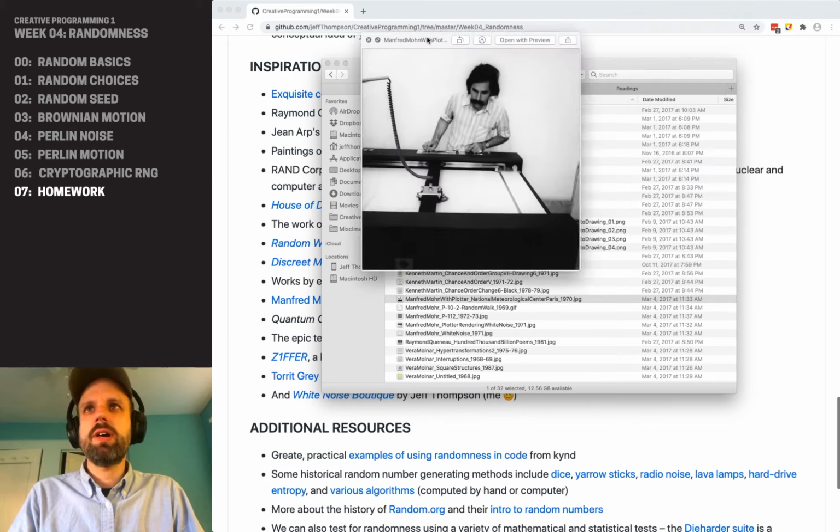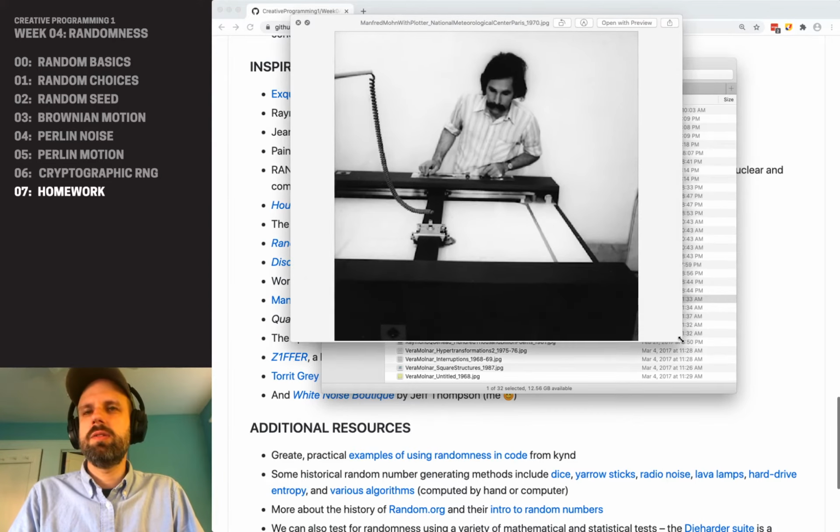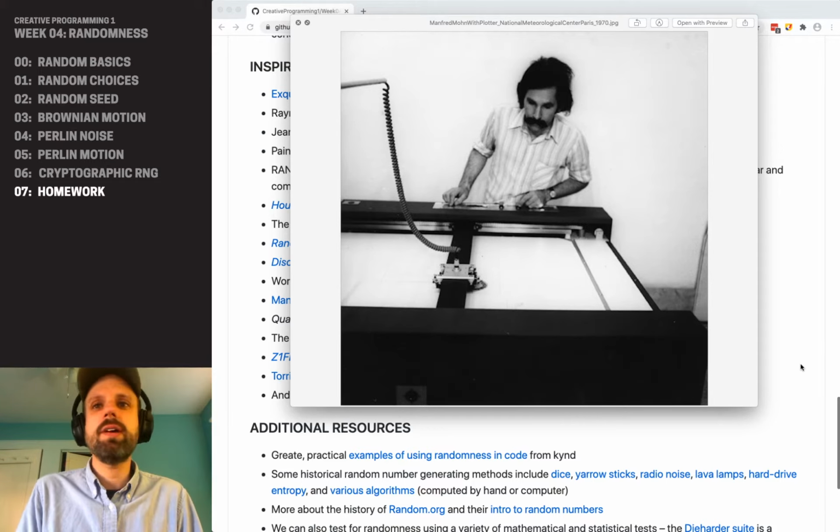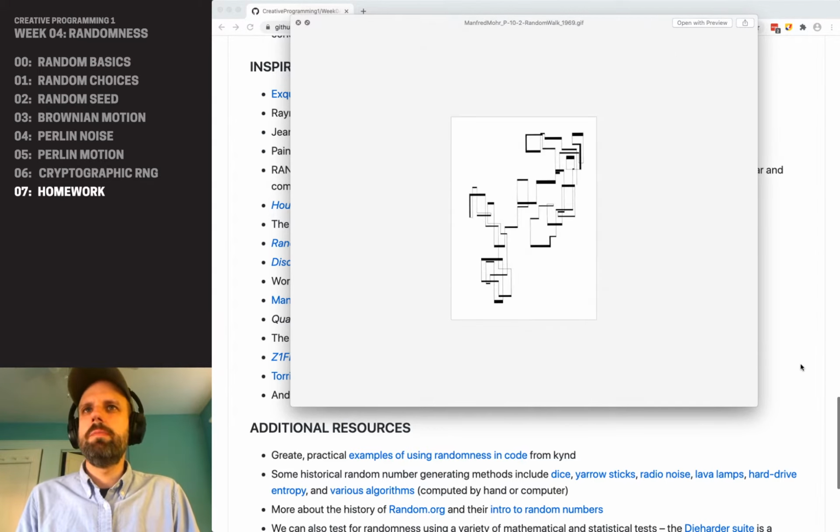Manfred Mohr, we talked about. Here he is with his plotter. This is actually at the National Meteorological Center in Paris. So it's one of few places, in the 1970s, this is 1970, artists didn't really have easy access to computers. So having a plotter, no artist would have had a plotter at that time. You have to go borrow time on the computer, borrow time on the plotter. And these are some results.